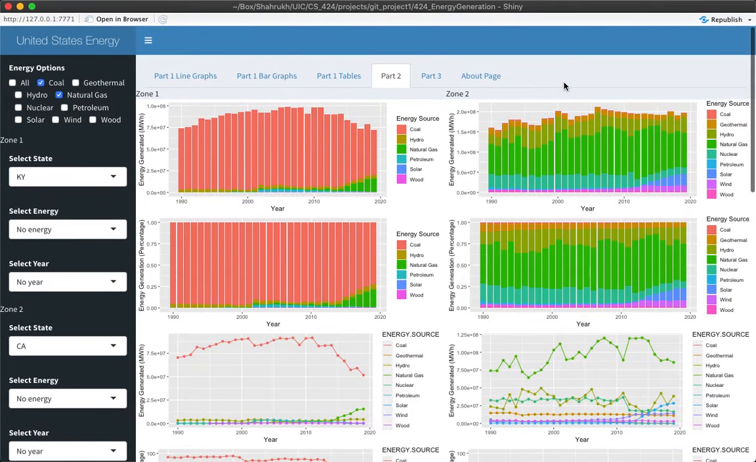And on the other hand, on the right, we'll see the numbers for California, and California has basically no coal at all. And I was surprised to see that this actually is something consistent from 1990 to 2020. So this was an interesting contrast from two different states in the United States.